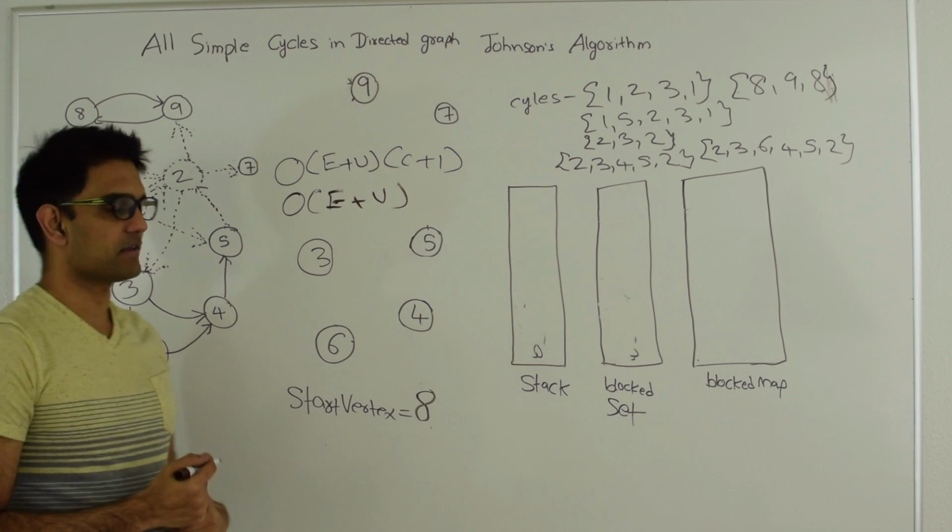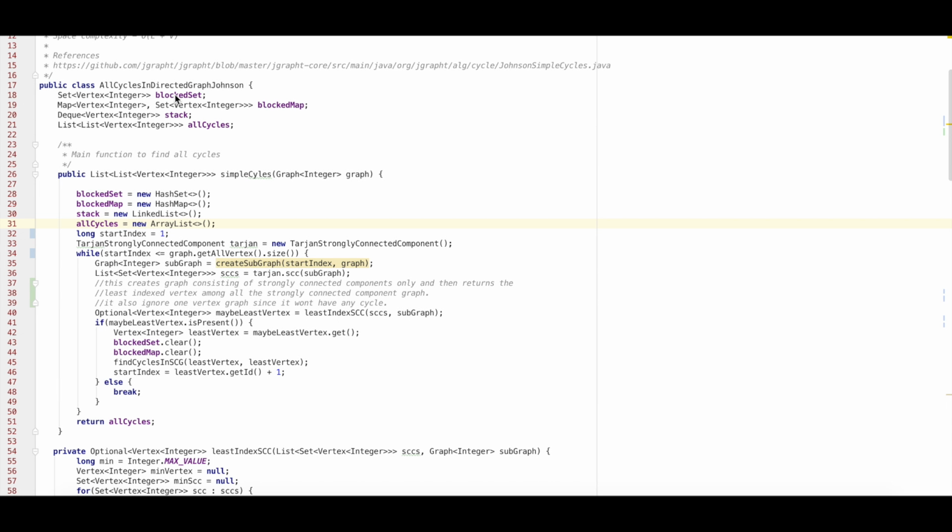So next, let's look at the code for this algorithm. Let's first look at all the data structures used in this algorithm. One of them is block set, which is a set of vertices which, when blocked, will not be explored. Another one is blocked map, which is a map of vertex to a set of vertices. So when the vertex in the key is unblocked, then all the vertices in the values should also be unblocked. And then stack holds the current DFS stack, and then all cycles is a list of lists of vertices. So each inner list represents one cycle, and the outer list is the list of all the cycles. So basically all cycles is going to store my final result.